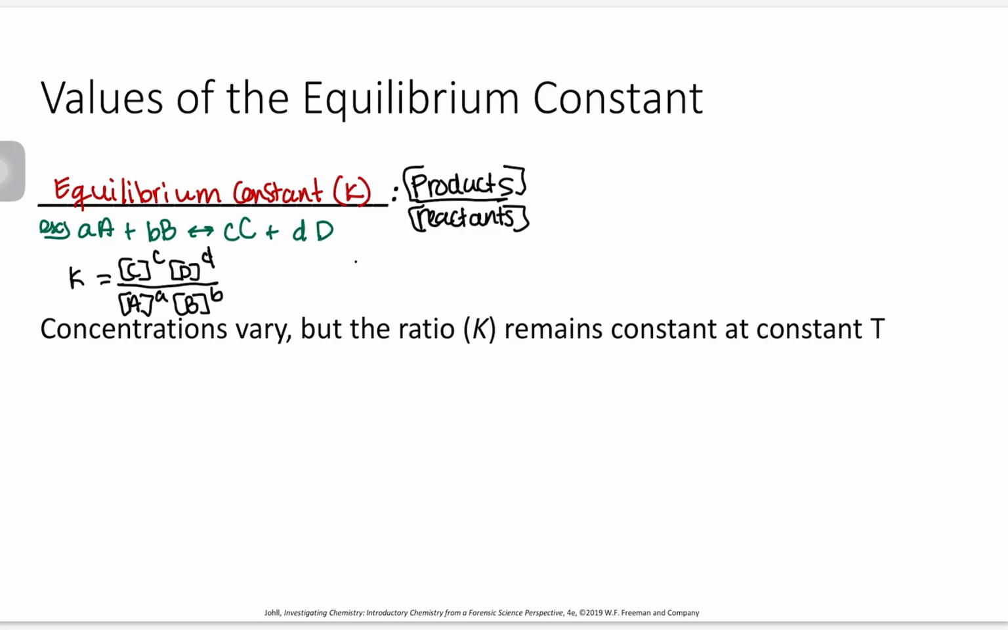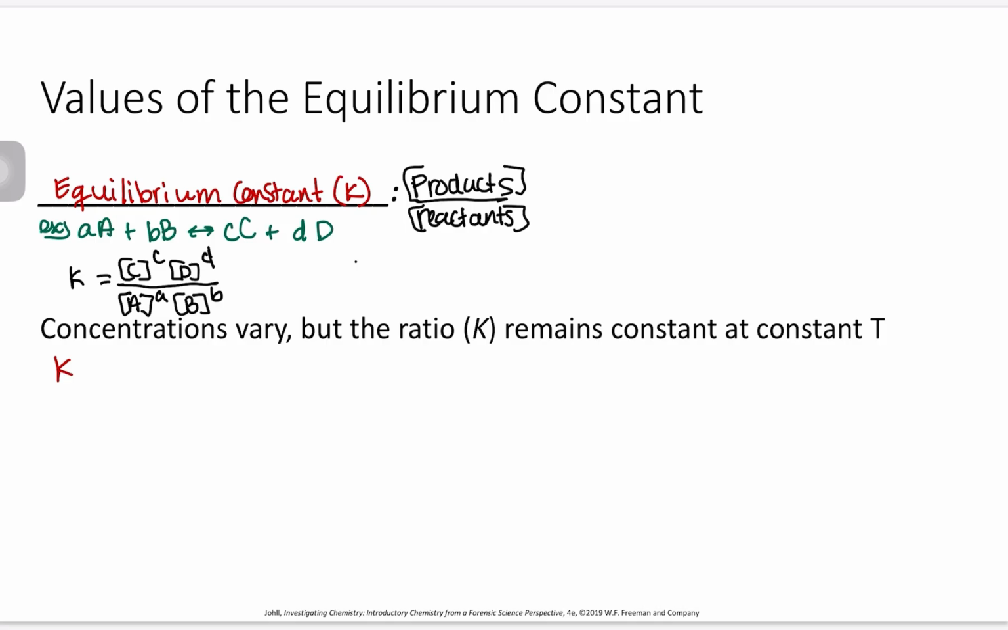In a reaction, the concentrations can vary. You can manipulate the concentration between different reactions. However, that ratio is going to remain constant. Initially, it might not be that, but as soon as equilibrium is established, the forward rate is equal to the reverse rate, then you're going to have that K and it will remain constant. So let's talk about what K means.